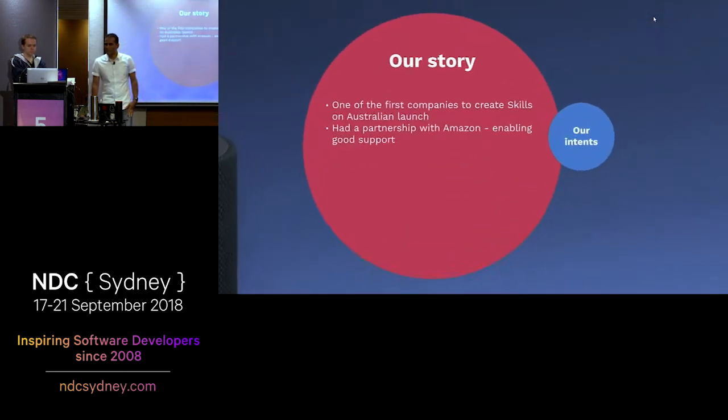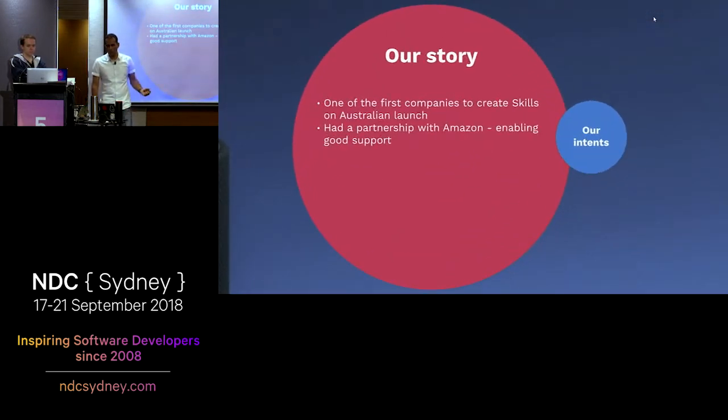So AGL itself, our story, we were literally one of the first companies within Australia to create skills. We were already there with a skill on day one of the launch. And we worked pretty closely with Amazon on it. So we had a partnership, we still do. When you sign up to an AGL account, we give away free Amazon Echo devices and things like that. It's part of the partnership agreement with them.